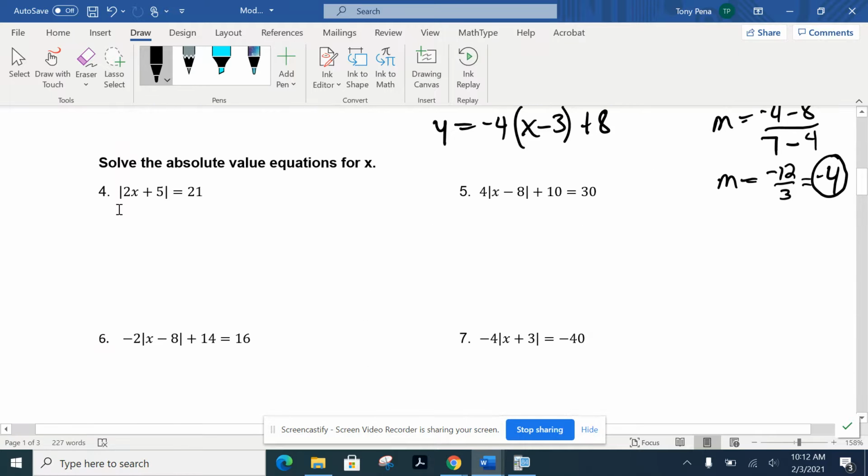We just did a little quiz on this last week, so we'll see how this goes tomorrow. Keep in mind, absolute value equations most of the time have 2 answers. They can have 1 answer, and they can have no solution. So our goal with these is to always get these little absolute value expressions all by themselves. So in number 4, that's already done for us, as long as this is set equal to a positive number, which 21 is.